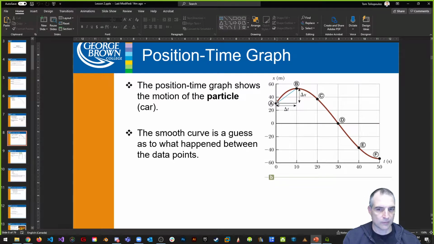In 10 seconds, it moves to about 50 meters away from the origin, and then in 10 more seconds, it goes back the other way to about 35 meters away from the origin. Then in the next 10 seconds, it's at the origin again. Then it's behind the origin, and then way behind the origin, behind meaning to the left. So you can see that a position-time graph maps our motion for us.